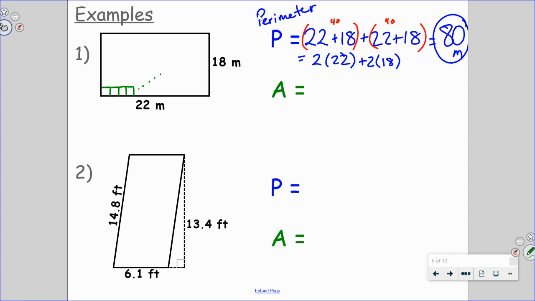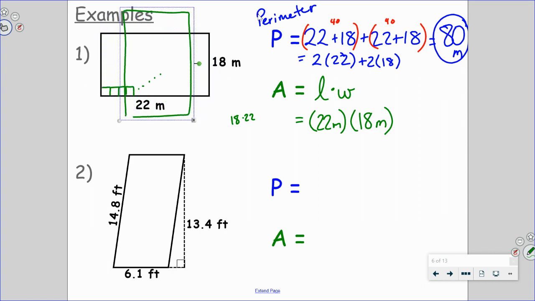Now, area of a rectangle, you probably already heard this. Length times width. And if the length is 22 meters and the width is 18 meters, and of course I could argue you could easily switch that. After all, multiplication is commutative. This rectangle is the same as this rectangle, so you could write 18 by 22. You could write 22 by 18.